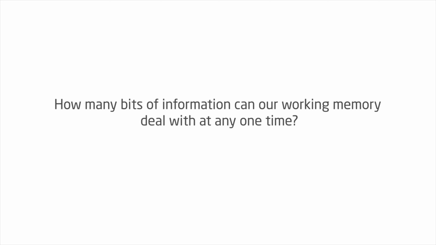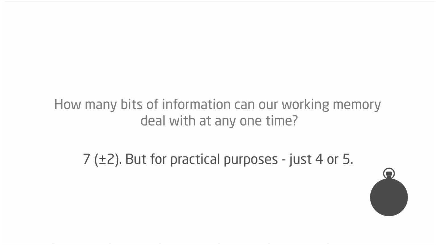Here we go. How many bits of information can our working memory deal with at any one time? It has been estimated that our working memory can deal with just 7, plus or minus 2, bits of information at any one time. For practical purposes, huddles, briefings, handovers, our working memory is really around 4 or 5 bits of information.